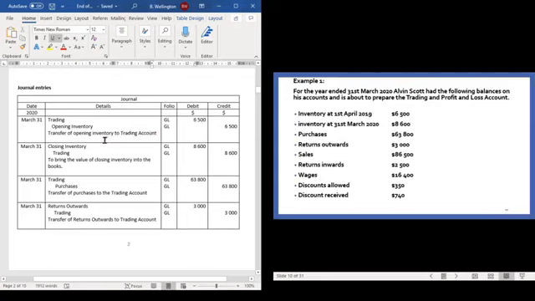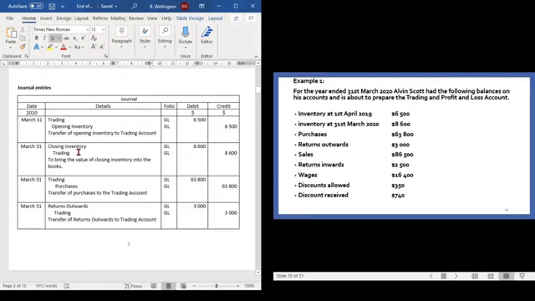That was the first journal entry. Now let's look at the inventory at the 31st of March. This is your closing inventory. Remember that this had not yet been entered in your books, so now you're going to do that.